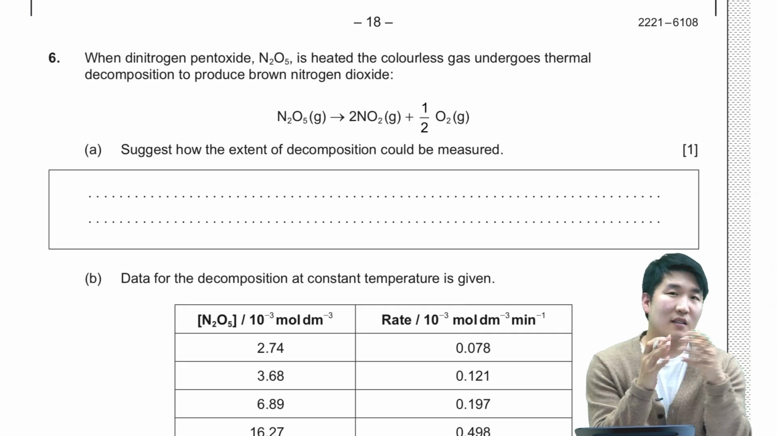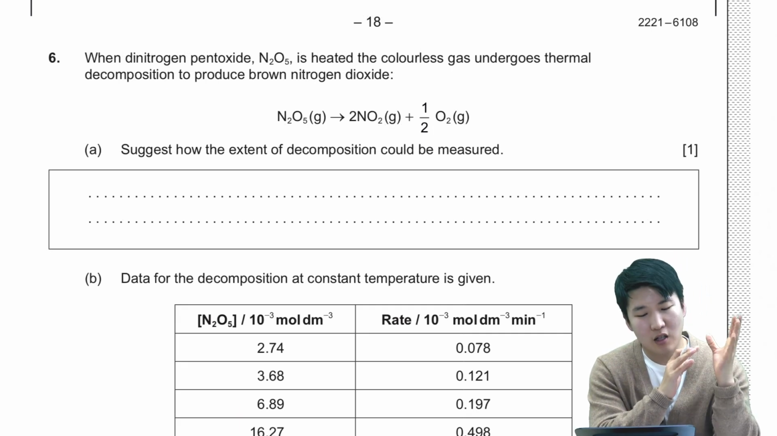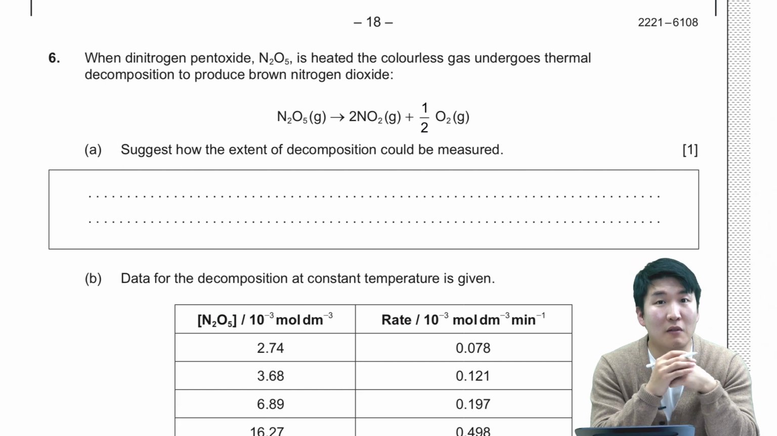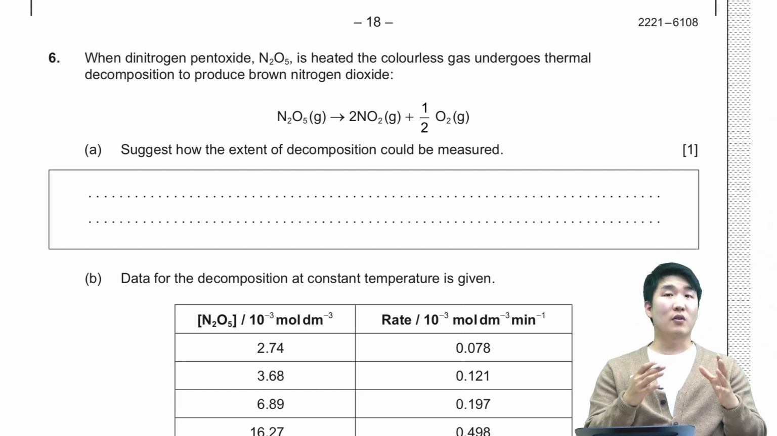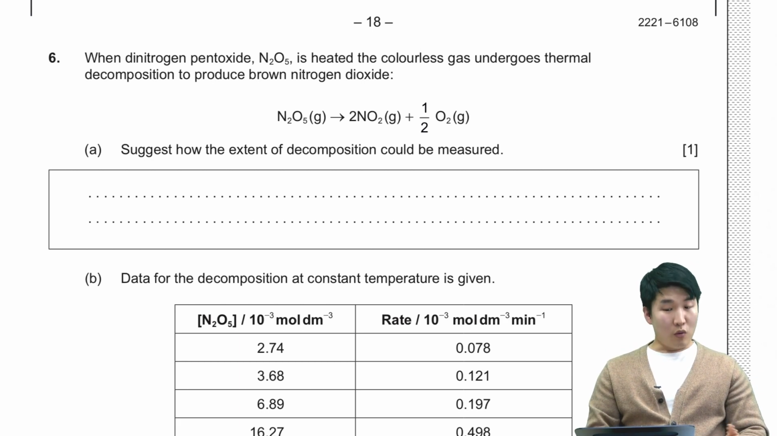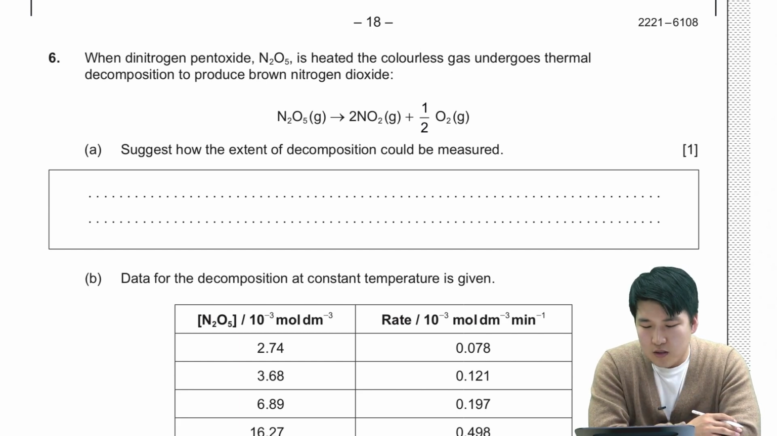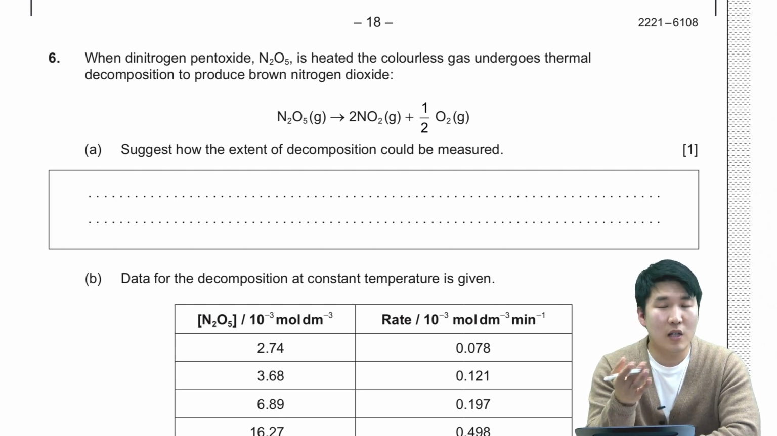We're moving on to a kinetics question. Dinitrogen pentoxide. Okay, must be a very complex molecule. It will turn into nitrogen dioxide and oxygen. And we need to measure the rate of reaction. What are the ways that we could measure the rate of this particular reaction?